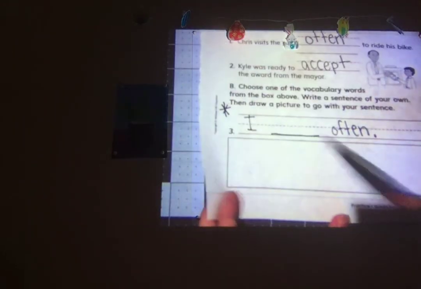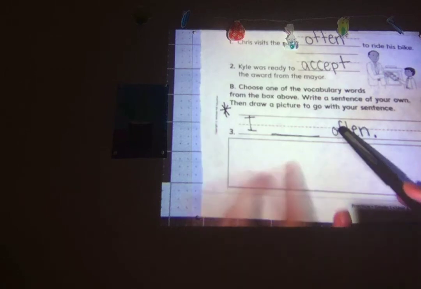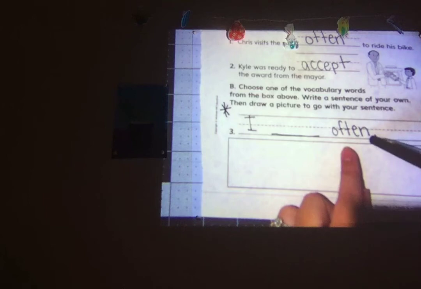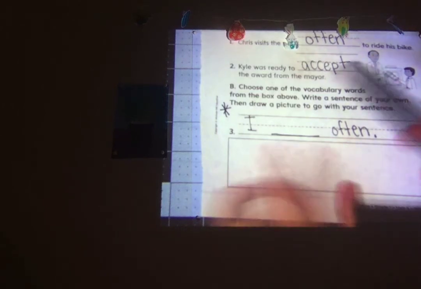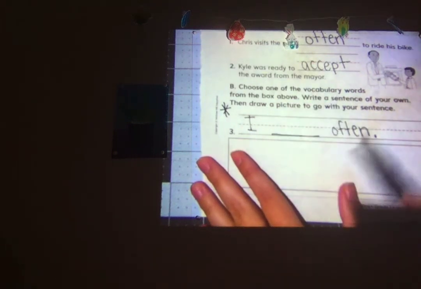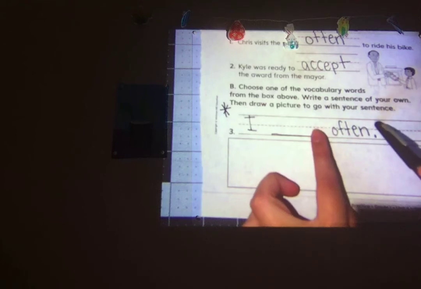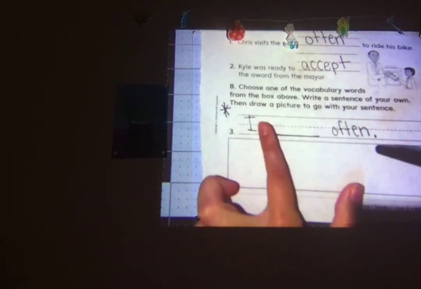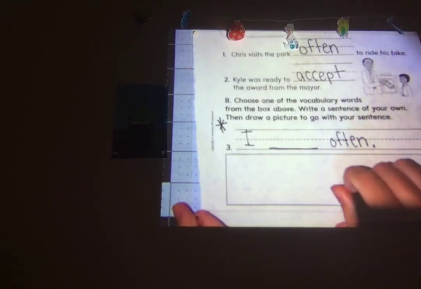Then this space down here is a fun space. This is space for you to draw a picture that goes with your sentence. Now, you don't have to use this if you don't want to. If you don't want to use often and you'd rather use accept in your sentence, go ahead and do that instead. This is just for some kids that maybe don't know quite what to write about, to help you out. Okay? So write a sentence, again, capital letter, period at the end, finger spaces between words, draw a picture to go with your word, and then you'll be done.